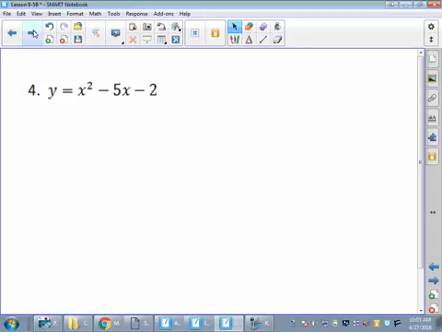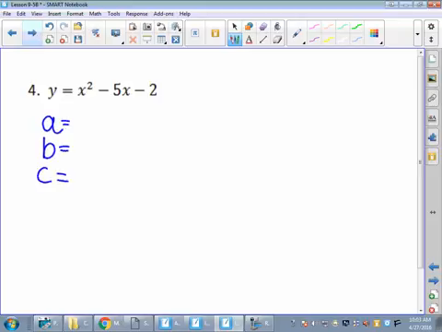So number 4, y equals x squared minus 5x minus 2. It's already equal to y or equal to 0, so we can identify our a, b, and c. If you don't want to write a, b, and c, you certainly don't have to, but I think it helps to keep everything straight. You don't have to think quite so hard. So my a value is 1, b is -5, and c is -2.